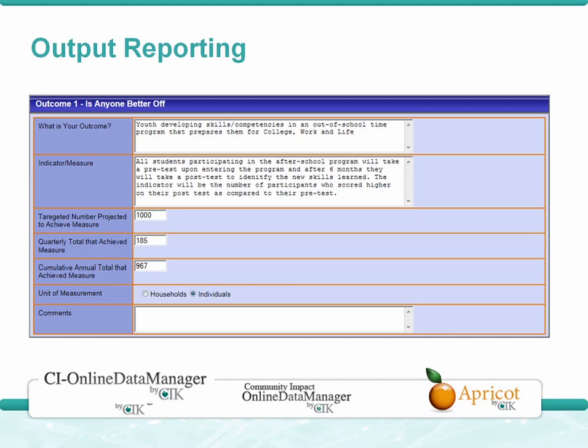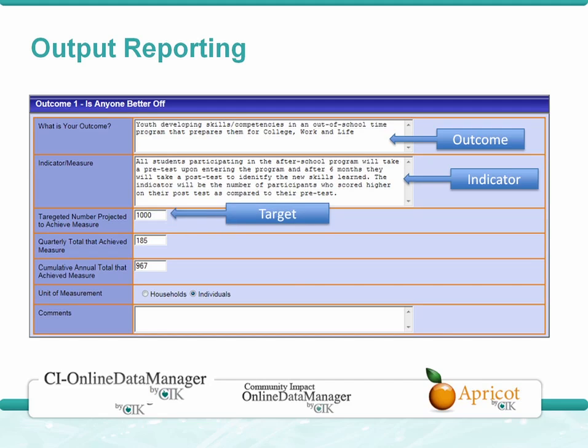And our indicator, as I mentioned, was the pre- and post-test. This agency said their goal was 1,000 of their kids. If you remember, they're serving 3,000, so of the 3,000, 1,000 would do better on their post-test. This quarter, 185 did better, and a total for the year of 967 did better. So this is how we could easily collect from the agencies every quarter how many kids they were serving and how many kids were doing better on the post-test.